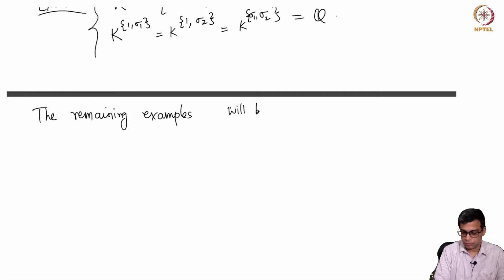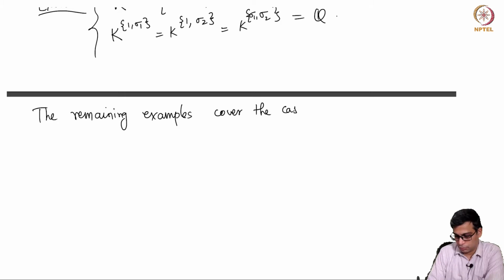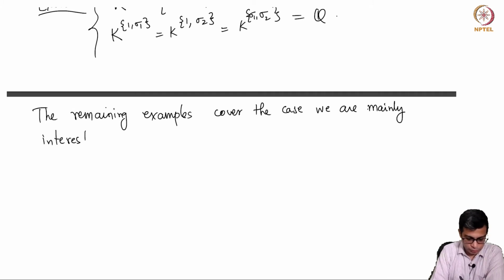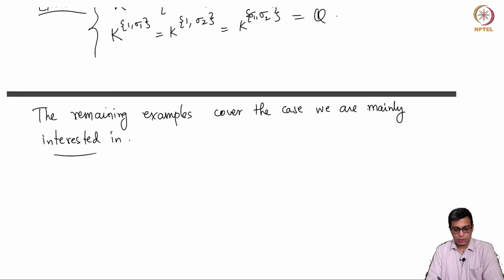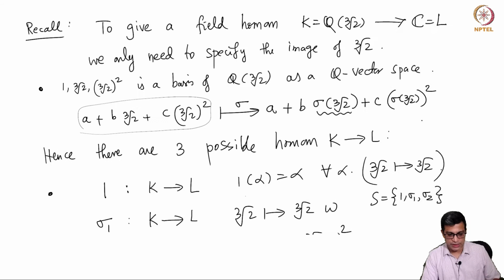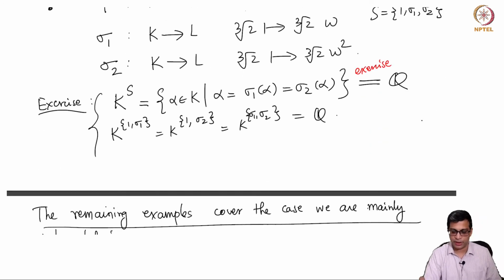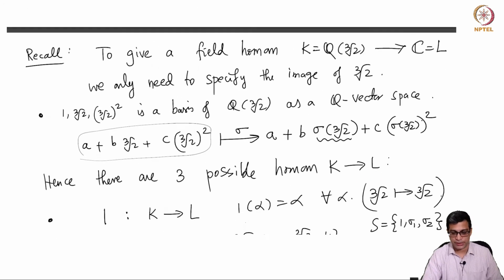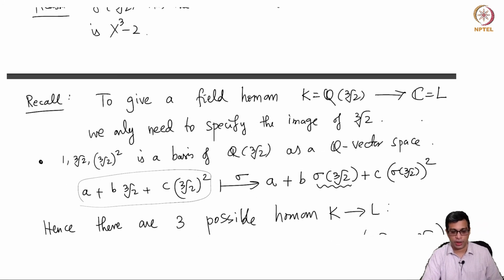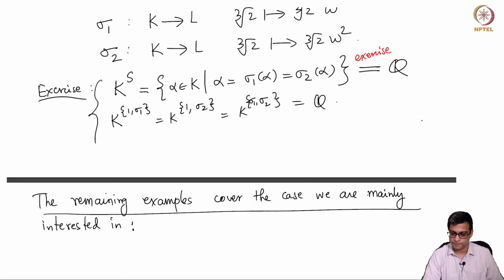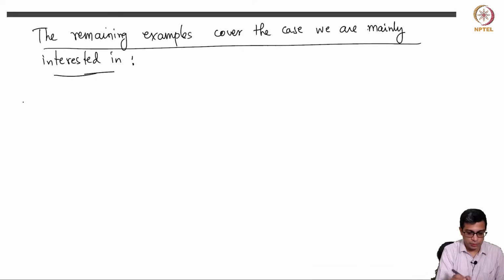Now the remaining examples cover the case we are mainly interested in. So what are these remaining examples? I hope this is clear. This first example, the last part, I am leaving that as an easy exercise, and if needed we can discuss this in a problem session later on, or you can ask questions about it in the problem session, but this is a trivial exercise.